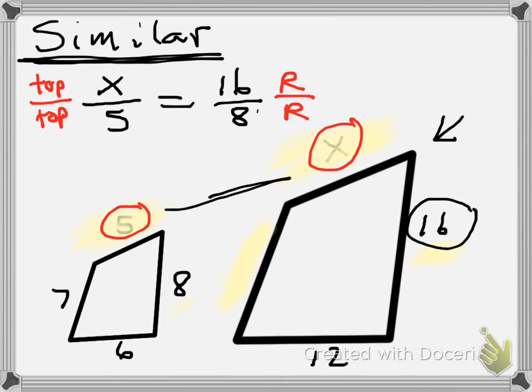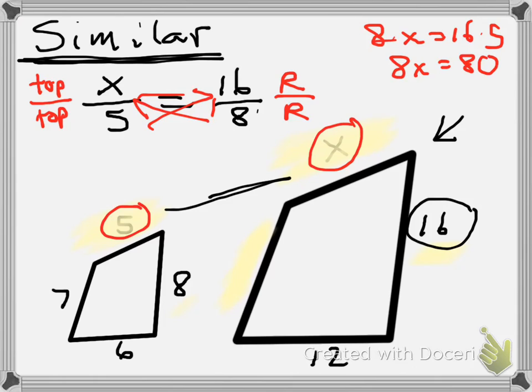All right, now, again, you just use cross multiplying. So we have 8 times x is equal to 16 times 5. Well, 8 times x is 8x. 16 times 5 is 80. They're attached by multiplication. We divide both sides by 8. X equals 10.